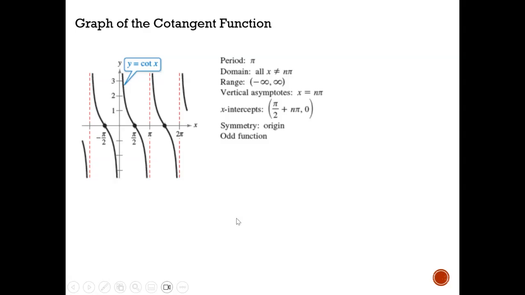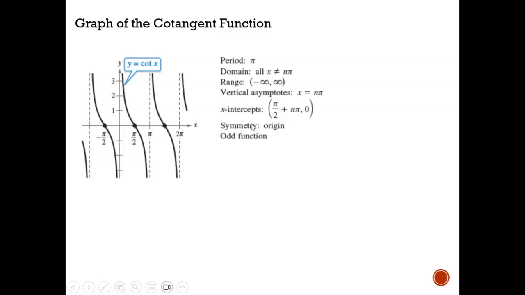Now comes the graph of the cotangent. If you notice, the cotangent goes in the opposite way as the tangent does. It starts high and keeps going low. On the tangent, it starts low and keeps going high. For the tangent, the period is going to be pi, so at every pi there are going to be vertical asymptotes.